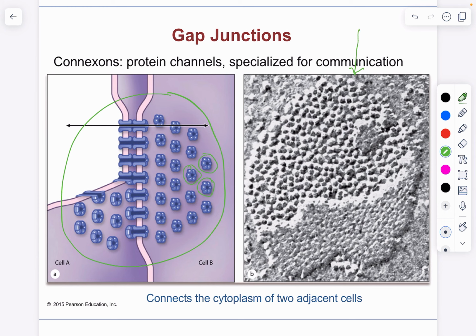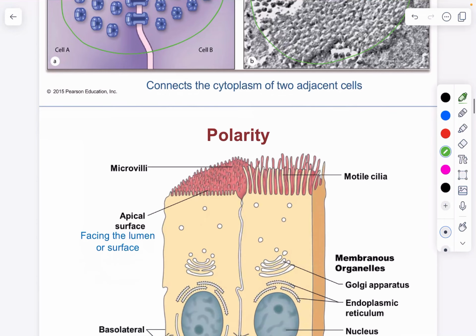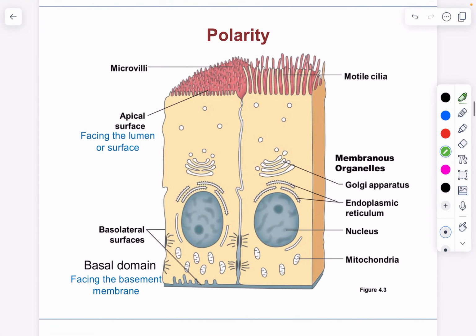This image is a freeze fracture image of two cells together. So if you freeze cells quickly and then you pull them apart, you're able to see these gap junctions a lot closer, so you can see these connexons. And again, as a unit, it is the gap junction. All right, now we get to go to polarity.